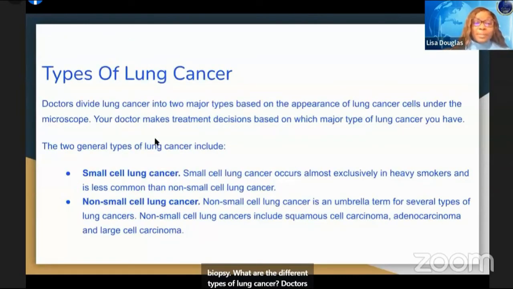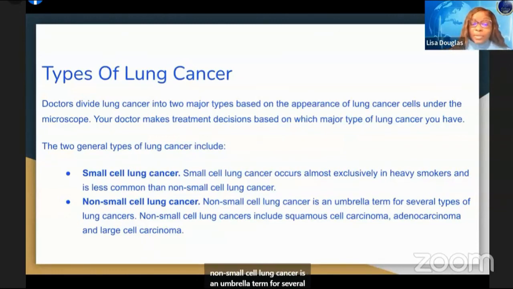What are the different types of lung cancer? Doctors divide lung cancer into two major types based on the appearance of the lung cancer cells under the microscope. Your doctor makes treatment decisions based on which major type of lung cancer the person may have. The two general types of lung cancer, one is called small cell lung cancer. Small cell lung cancer occurs almost exclusively in heavy smokers and is less common than non-small cell lung cancer.